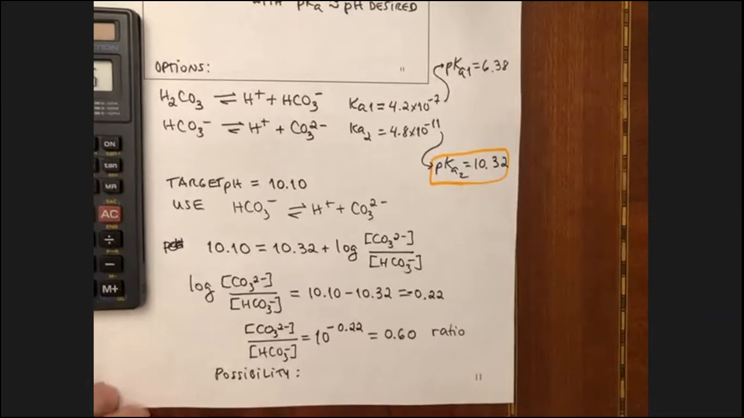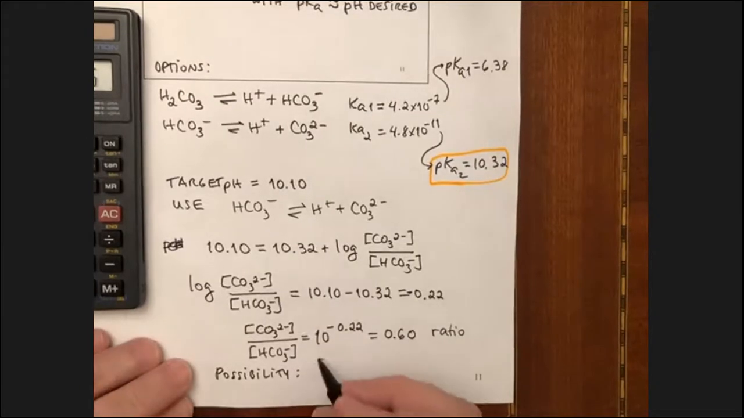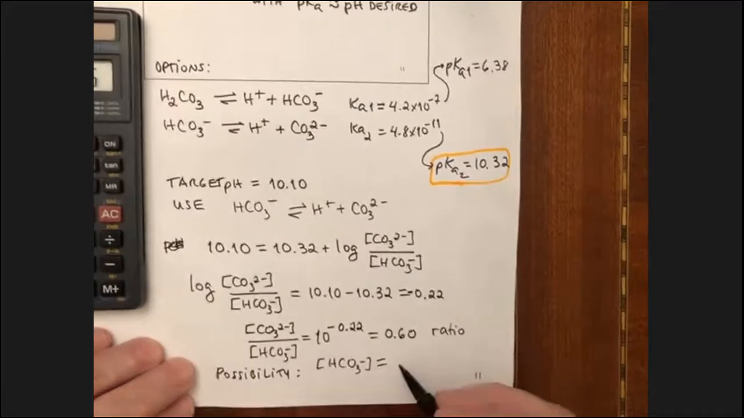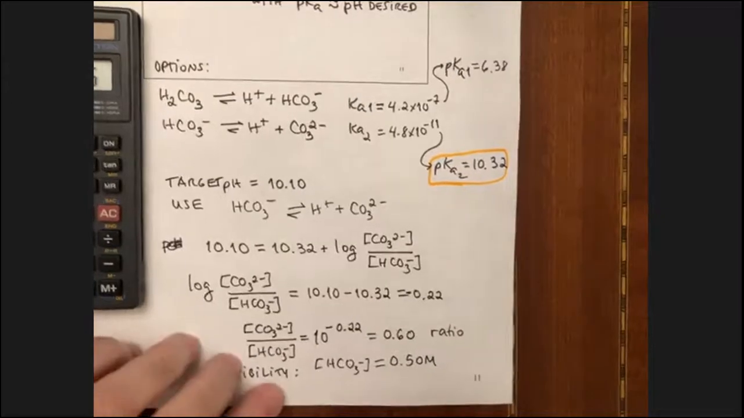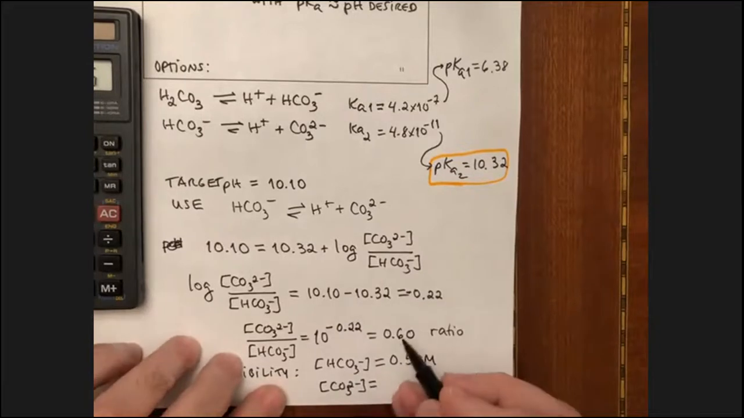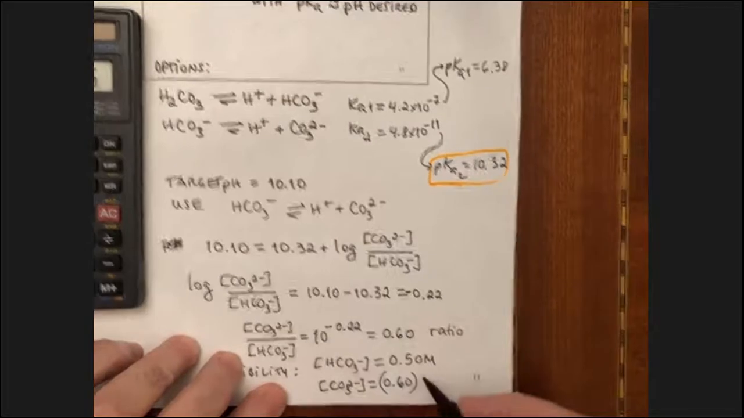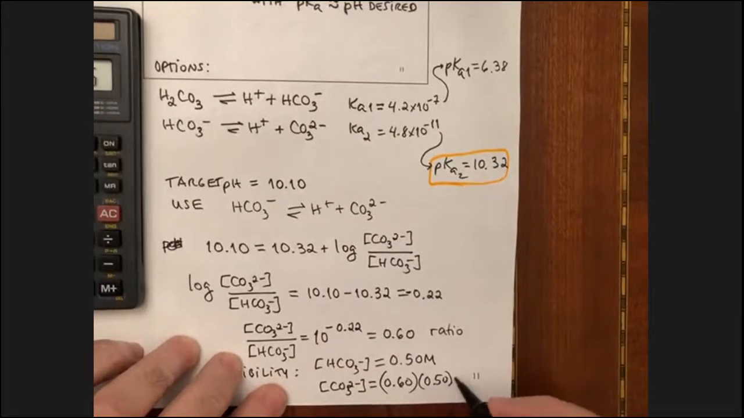Let's say that I want to make my concentration of bicarbonate 0.5 molar. So that means that the concentration of the carbonate ion would have to be 0.60 times 0.5, which is 0.3.